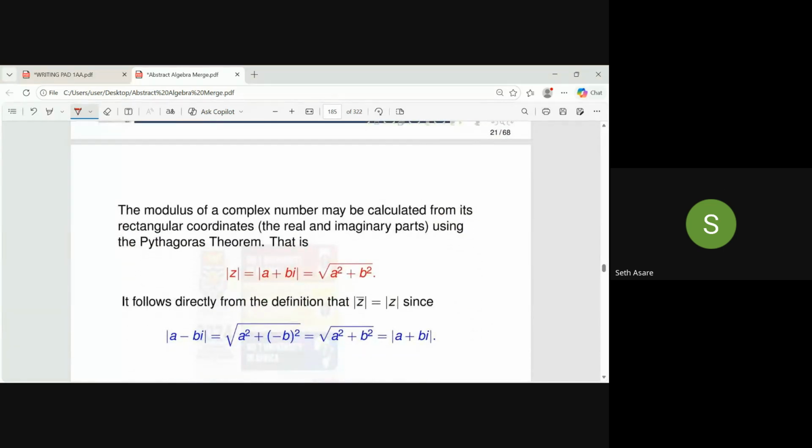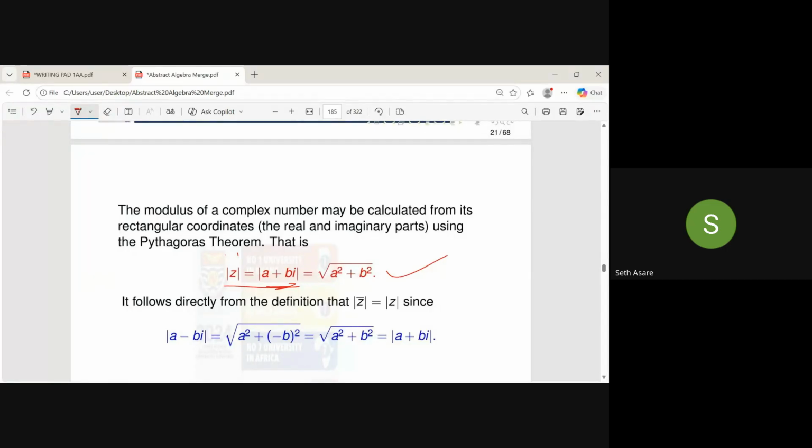Let's see how to do that. If I am finding the modulus of the complex number, or the absolute value, we can write it as this, and it is like taking the square root of the square of the real part plus the square of the imaginary part. This is the formula we use.